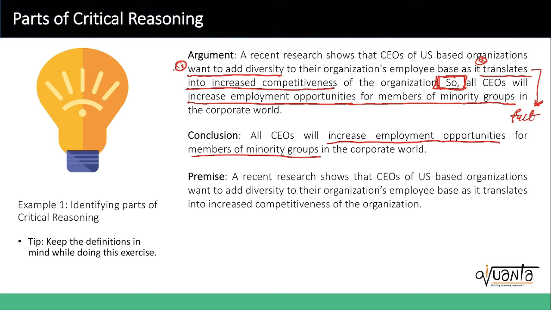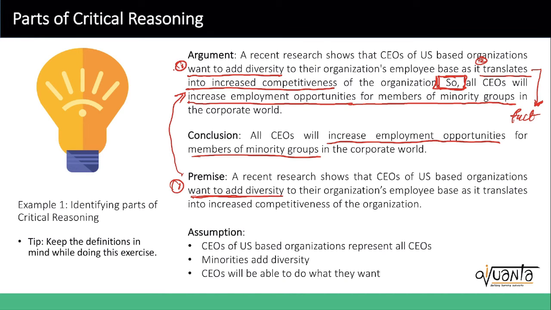The premise is that a recent research shows that CEOs of US based organizations want to add diversity to their employee base, which is also a fact, right? It's being stated as a fact to support what? The conclusion, because the conclusion is derived from the fact that a recent study is influencing their actions. So this whole is the premise.